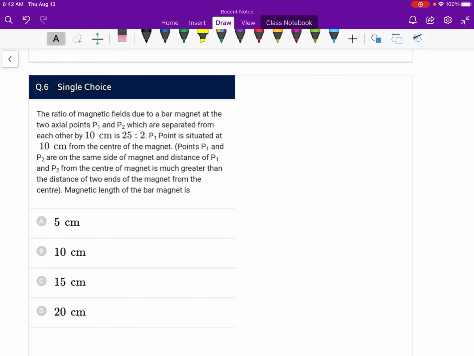The ratio of magnetic fields due to a bar magnet at two axial position points P1 and P2, which are separated from each other by 10 centimeter, is 25:2. P1 point is situated 10 centimeter from the center of the magnet. So P1 is at 10 centimeter.